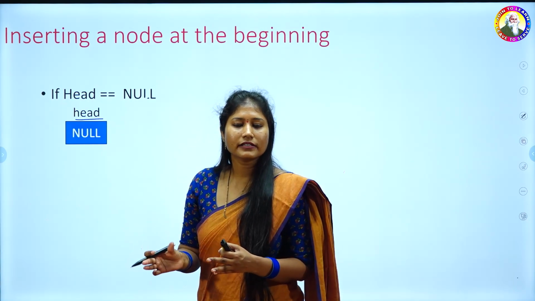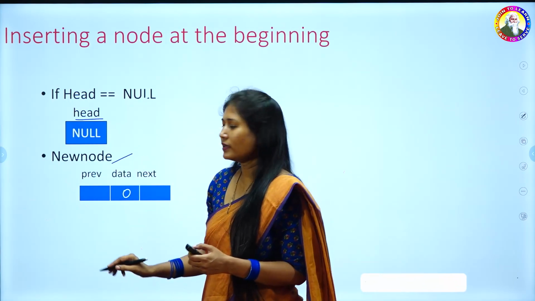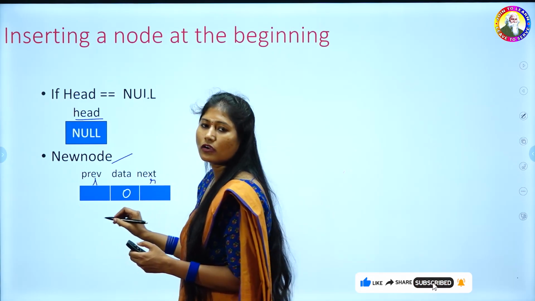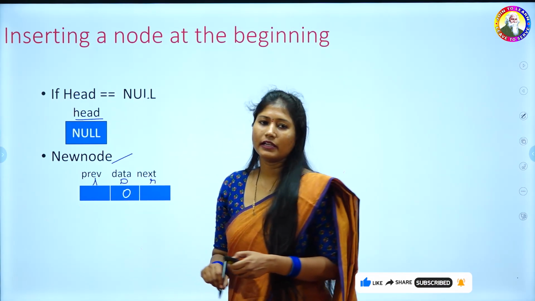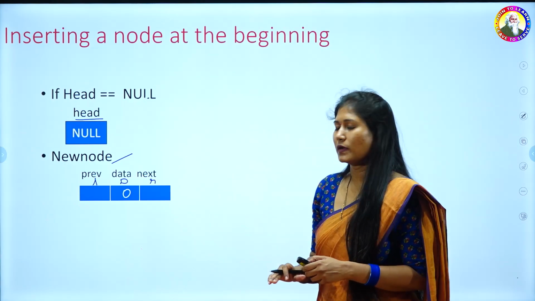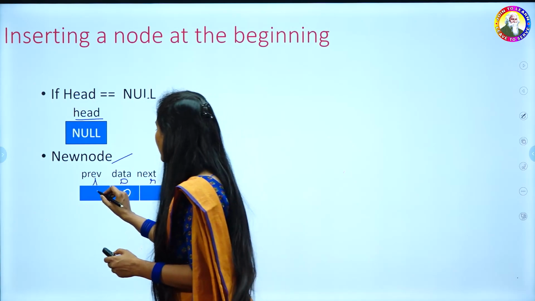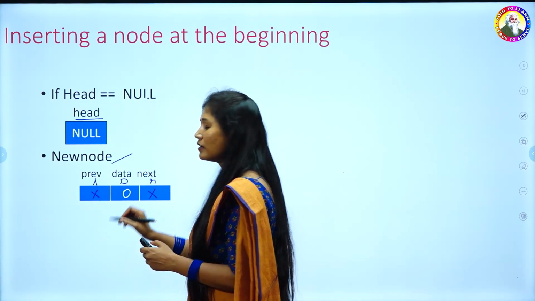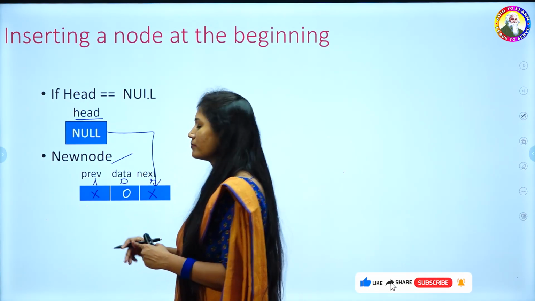Now I want to insert a node at the beginning. So we have created a new node. This is the previous one or the left link, this is the next one or the right link, and this is the data. Now after this, what do I have to do? I need to mark the previous as null and the right one as null. After that, the head should point to this new node. Yes or no? That's it.